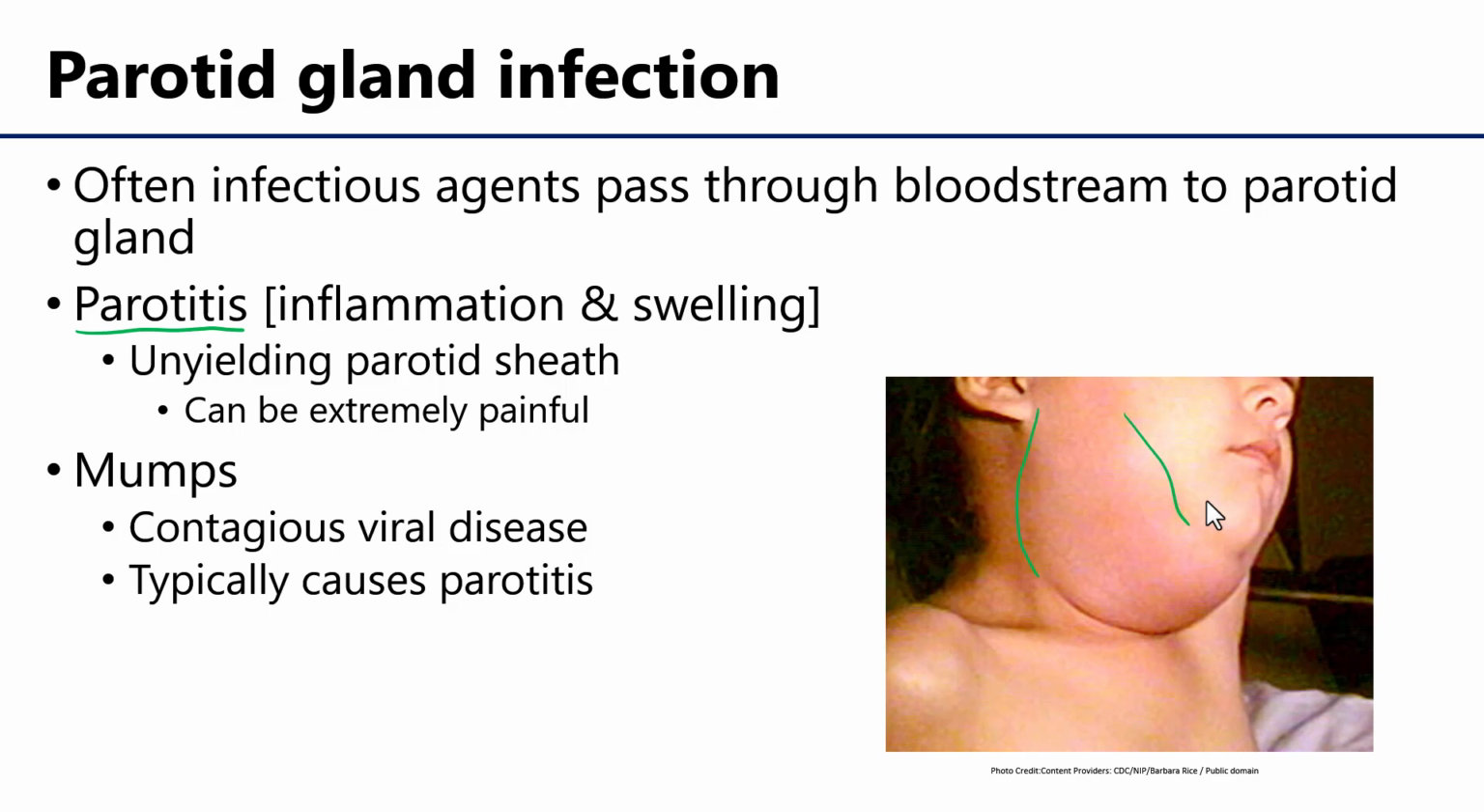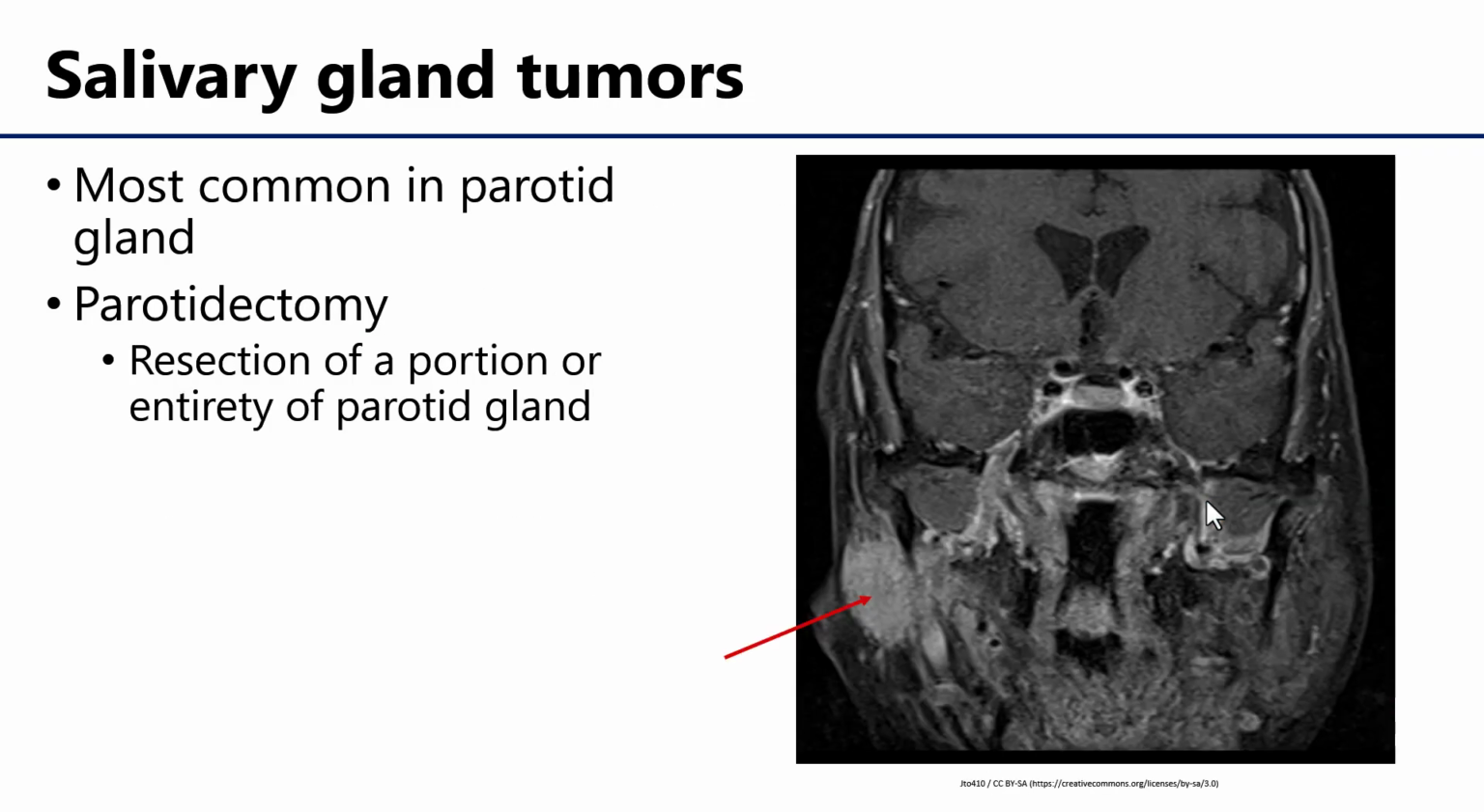Other causes of parotitis could include bacterial infection, could also include a sialolith or a salivary stone blocking Stenson's duct, which can build up saliva in the gland and also lead to swelling. But mumps is the most common cause of parotitis, and there is a very efficacious vaccine for mumps, which is part of the measles, mumps, and rubella vaccine that most people receive.